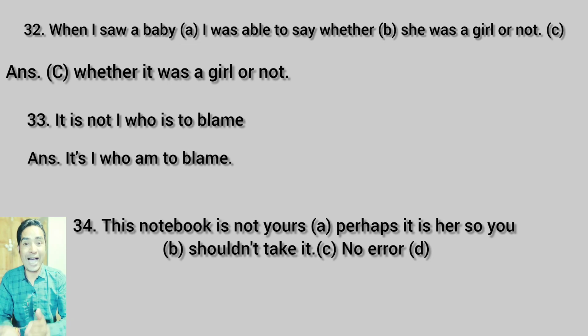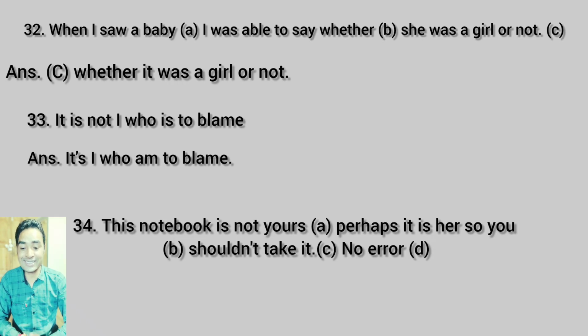As you know, I am, you are, he, she, it is. So the correction is it's I who am to blame, not it's I who is to blame. I hope you understood.